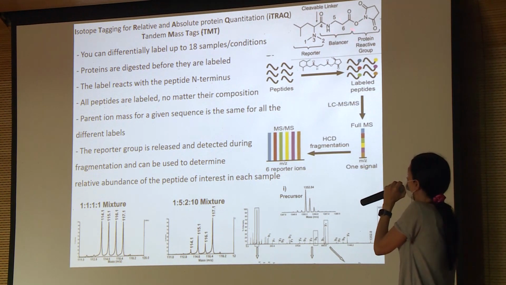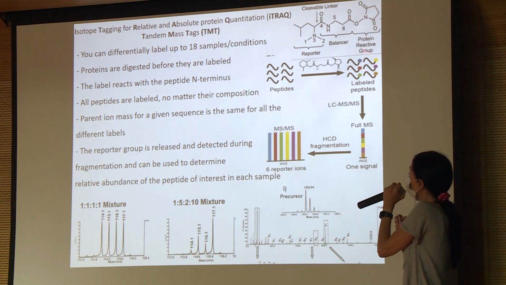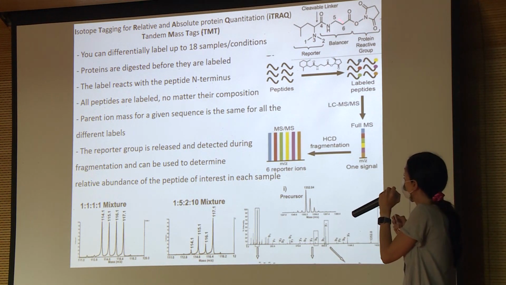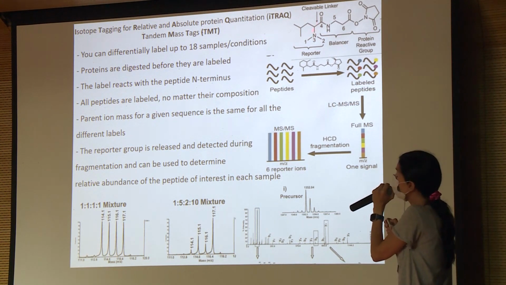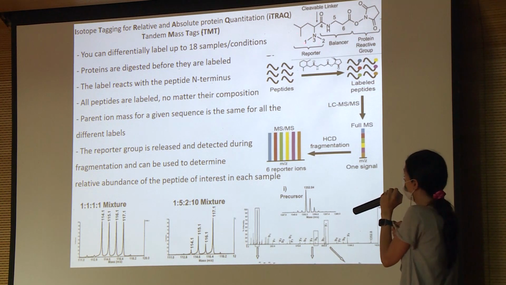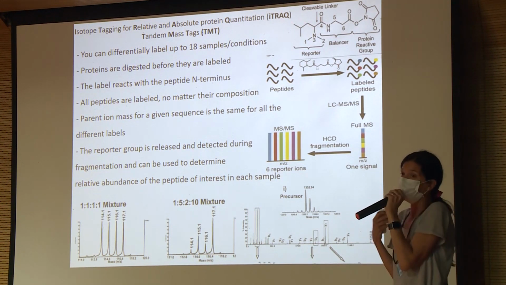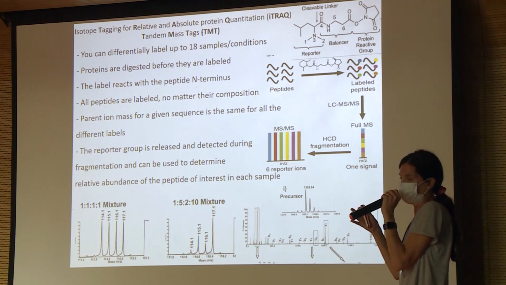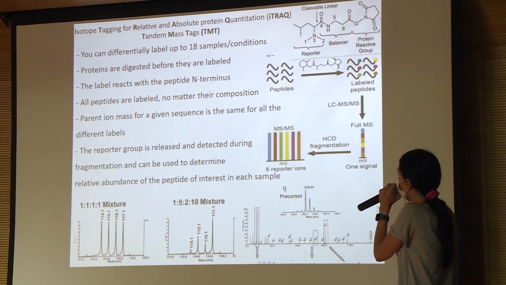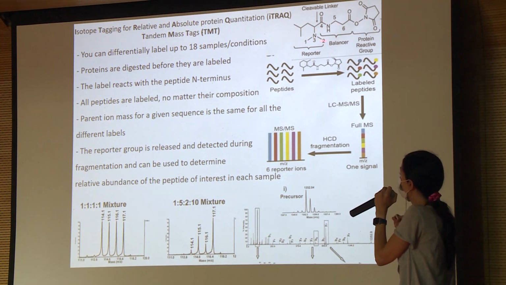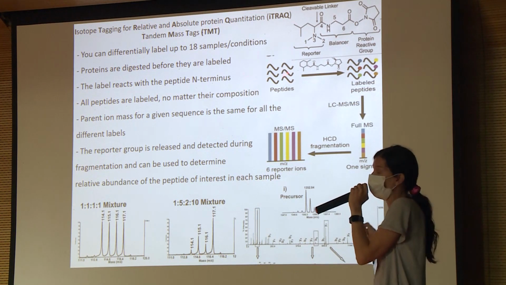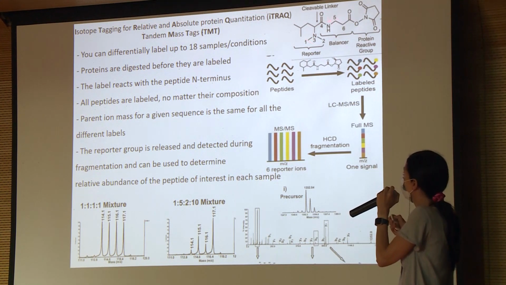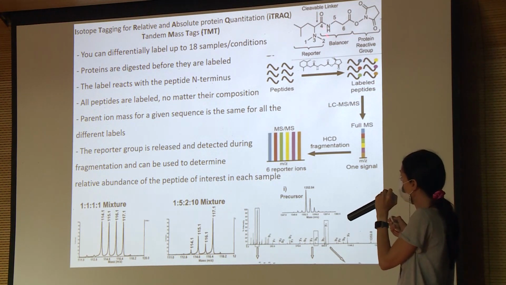This is an illustration of the tag. The tag has this protein reactive group, which will react with the peptide, and then it has these two parts, which are the reporter and the balancer. So the reporter will be cleaved during MS-MS fragmentation, and the mass of this reporter will let you know which of the tags you were using. And this balancer here will compensate the mass of the reporter so that the whole thing always has the same weight, okay? So if the reporter is 8, the balancer will be 2, so that it's 10. If the reporter is 7, the balancer will be 3, so it's 10 again.